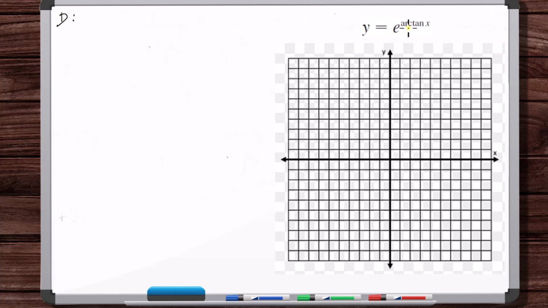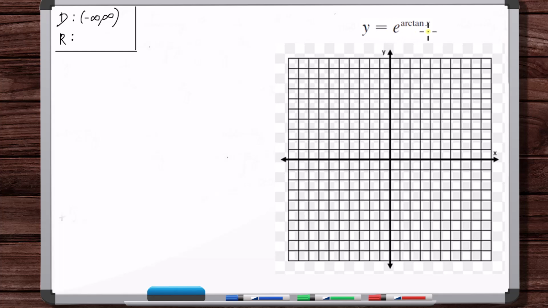What is the domain of arctangent of x? It's all real numbers. You can input any number you want into arctangent of x. All right, what about e to the x? What's the domain of e to the x? That's also all real numbers. And so with that, there's no x that you can't input here. So the domain is all real numbers. Now, the range potentially isn't all real numbers, and we'll analyze that later in this video. But again, the domain is all real numbers.